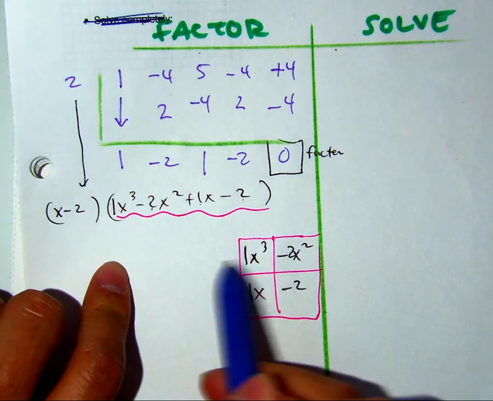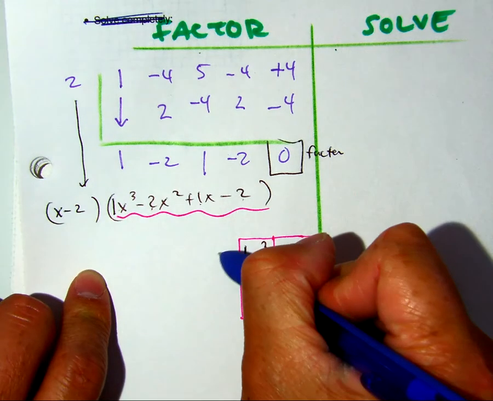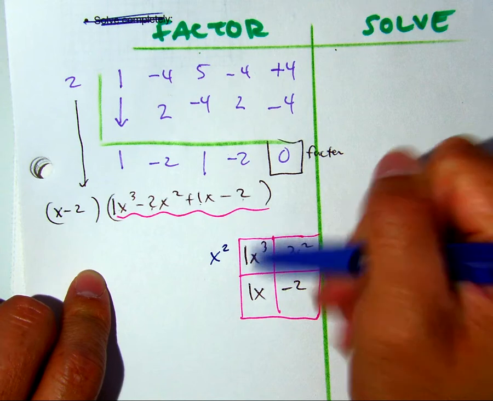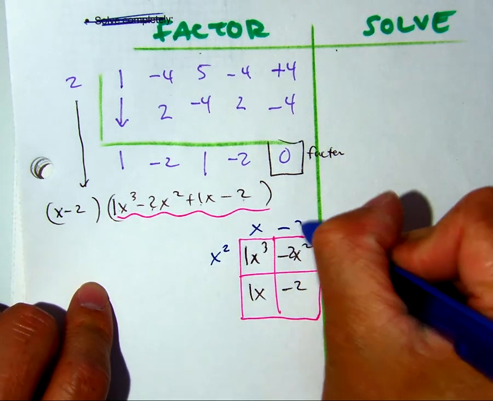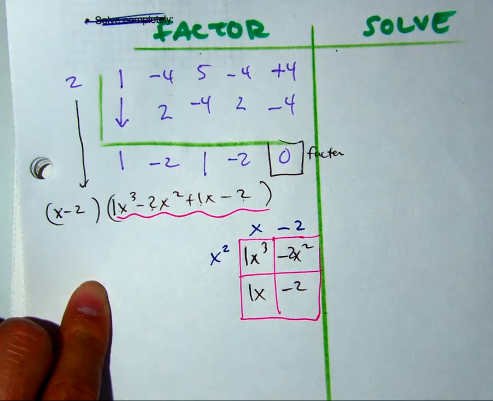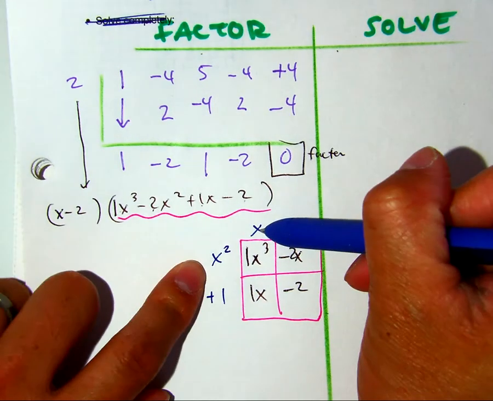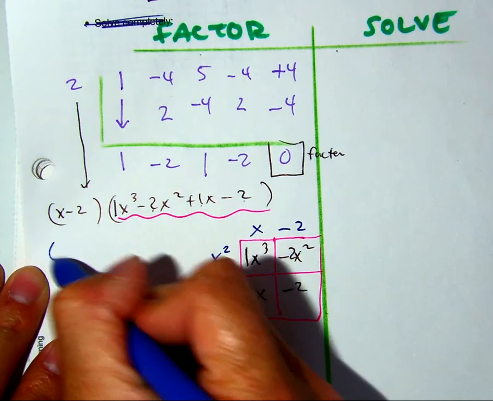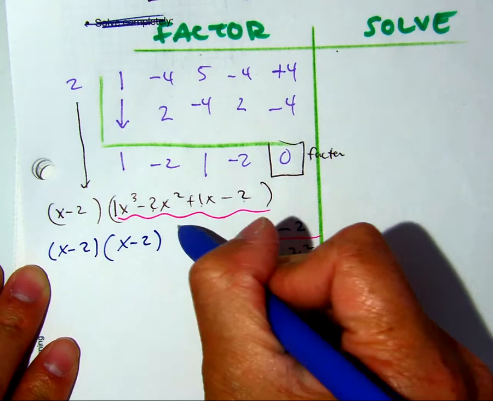Leslie, your common factor? This direction? This direction? And this direction. 1 is correct. You can always double check by multiplying. What does that mean? X minus 2, x minus 2, and x squared plus 1.